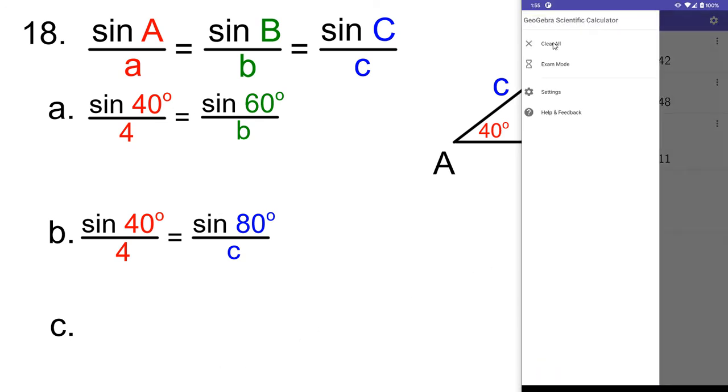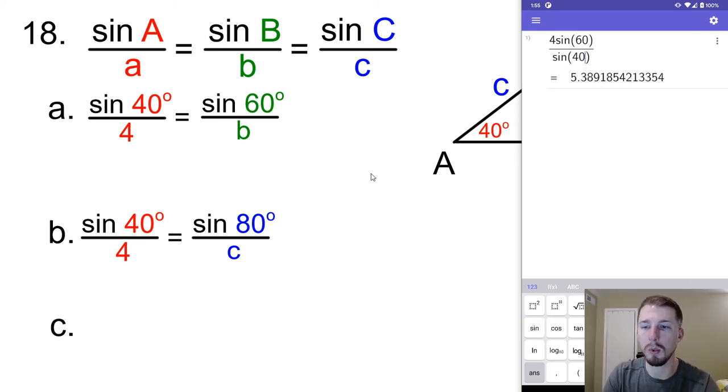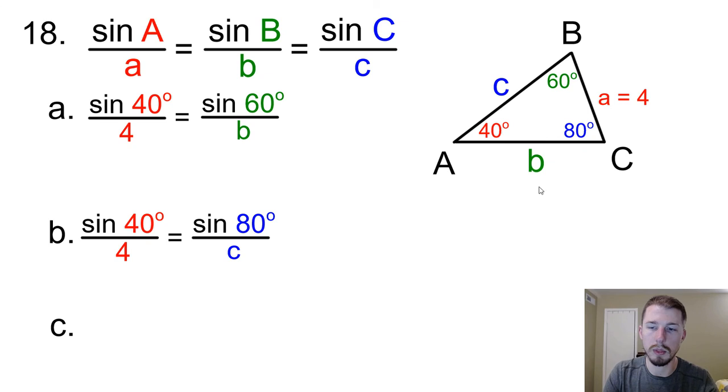Let me go ahead and clear this out so it's not so busy. I'm going to put it in as a fraction as well, so we're going to have 4 sine of 60 divided by the sine of 40, which is going to give me 5.39. So B is equal to 5.39.